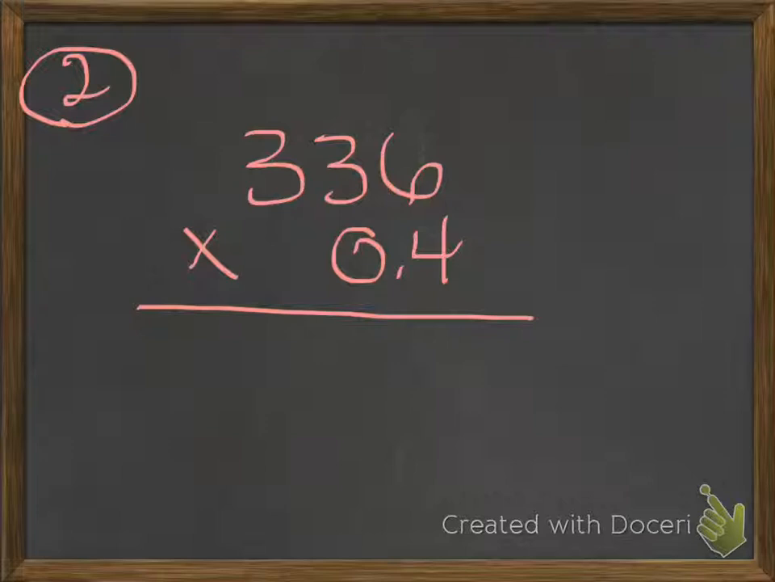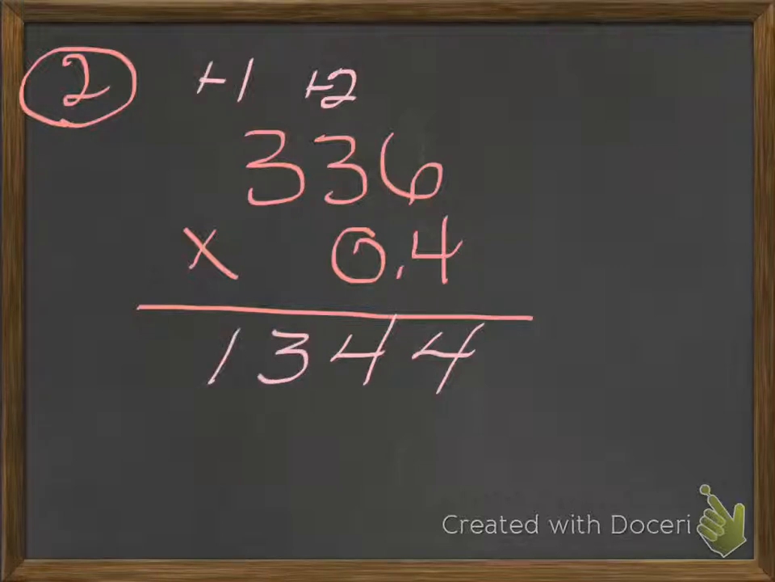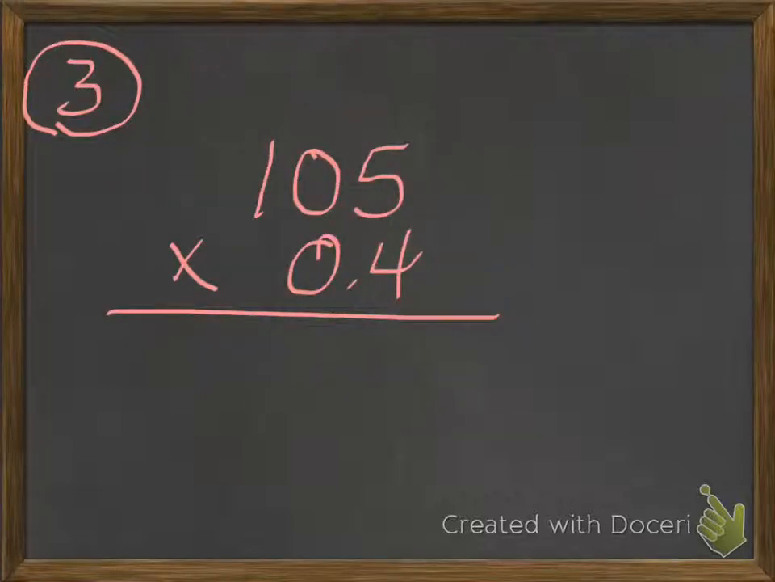All right, let's check your answer and see how you did. 4 times 6 is 24. Carry the 2. 4 times 3 is 12, plus 2 more is 14. 4 times 3 is 12, plus 1 is 13. And then again we have a 0, so we don't need to multiply that. Count how many digits are after the decimal point. There's 1. So put 1 digit behind a decimal point in our answer. Our answer is 134.4. And let's try number 3.